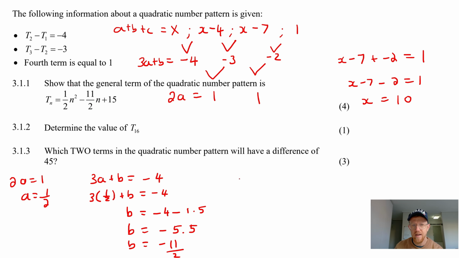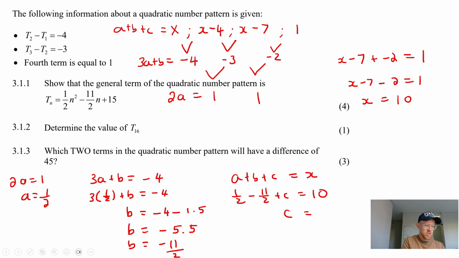And okay, now to find the other one, we know that that's equal to x, but we've just found out that x is 10, so we can go fill everything in. Okay, and if you had to solve for c, you would eventually get 15. Fantastic. So we went and got everything over there, and so we can then say, therefore, Tn would be a half n squared minus 11 over 2n plus 15.